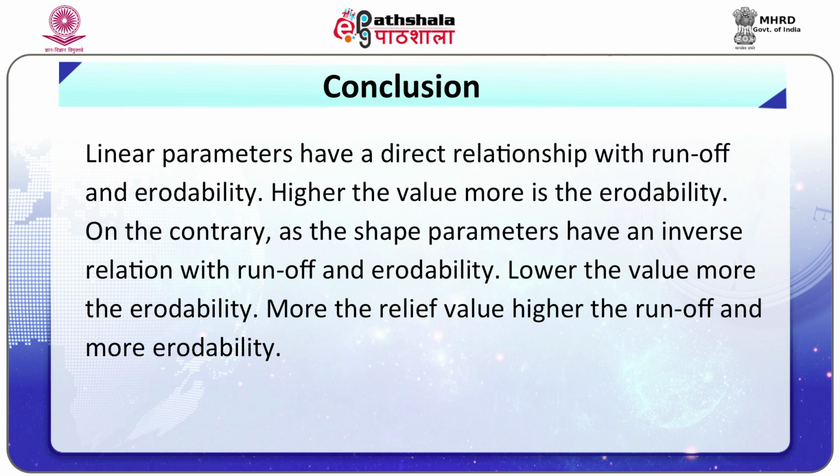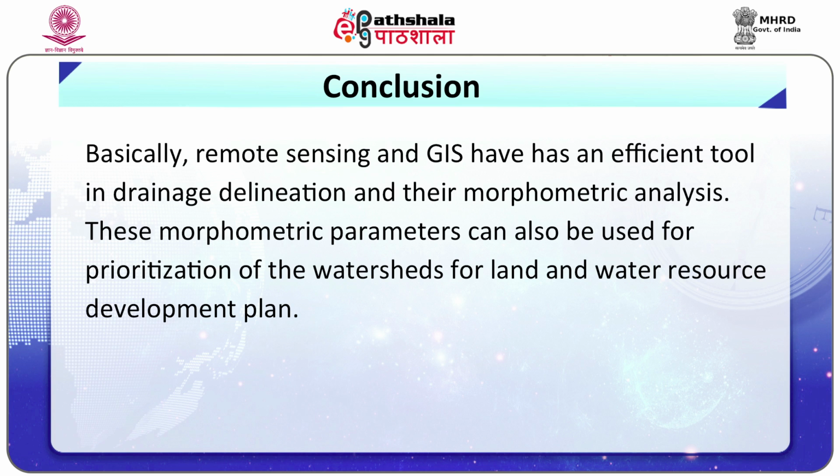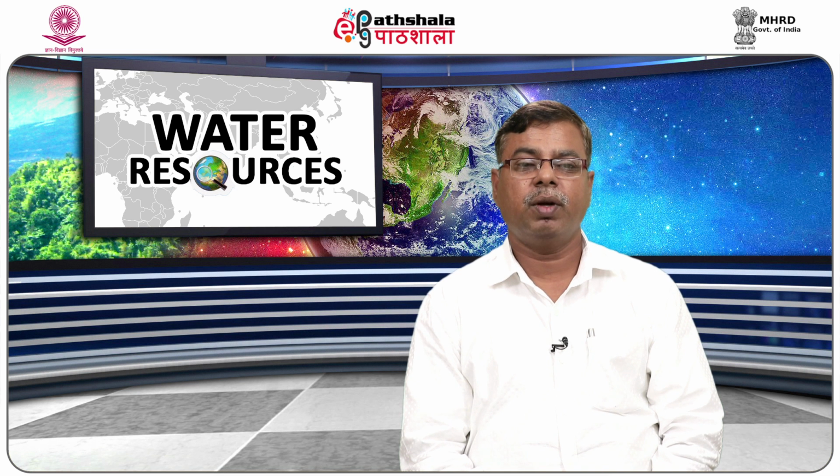Linear parameters have a direct relationship with runoff and erodibility. The higher the value, the more the erodibility. On the contrary, shape parameters have an inverse relationship with runoff and erodibility. The lower the value, the more the erodibility. The more the relief value, the higher the runoff and more erodibility. Basically, remote sensing and GIS are efficient tools in drainage delineation and their morphometric analysis. These morphometric parameters can also be used for prioritization of the watershed for land and water resource development plans.